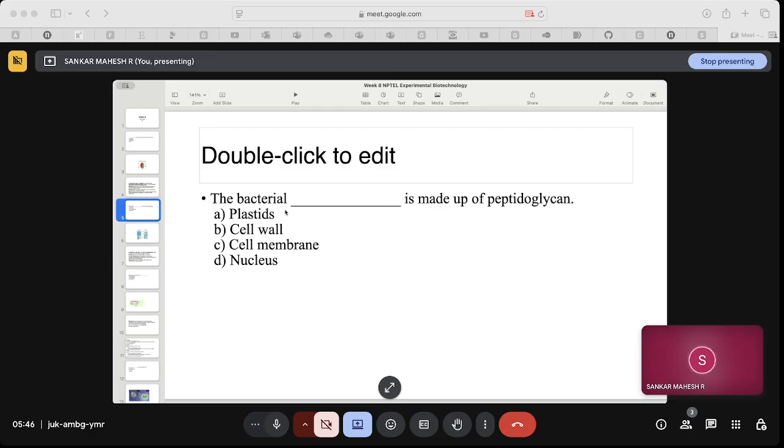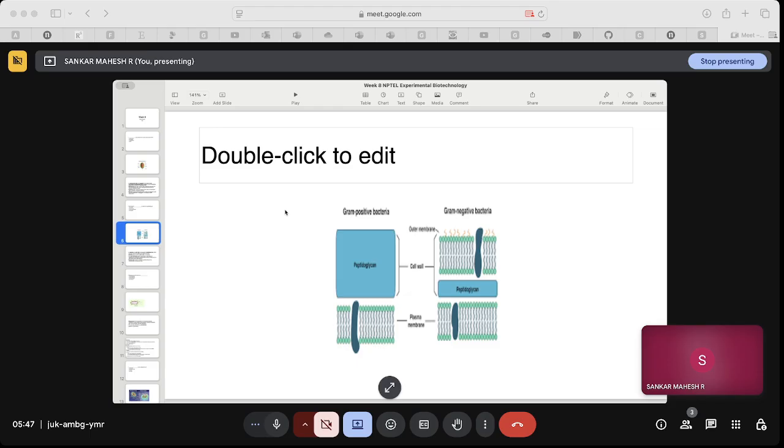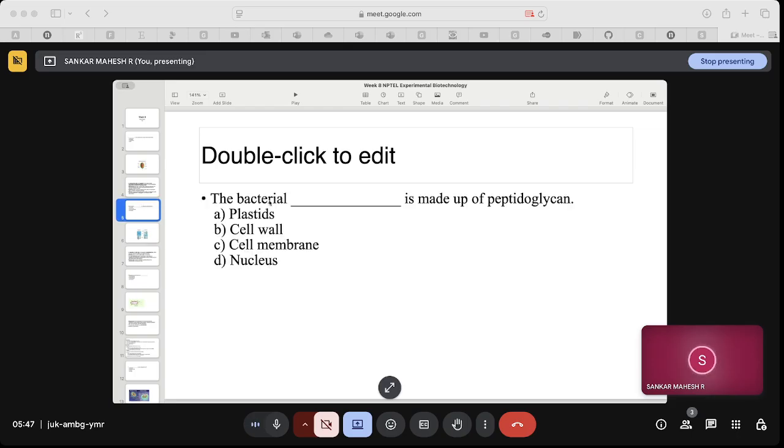Whereas cell wall is the one that is made up of peptidoglycan, and the amount of peptidoglycan differentiates whether it is gram positive or gram negative. So in the figure given here, we have the classification between two different types of bacteria. One is gram positive bacteria, the other is gram negative bacteria. Gram positive is the one that has more peptidoglycan, whereas gram negative has less. Fine. So now the question is, which of these is made up of peptidoglycan? Which is your cell wall? Okay.